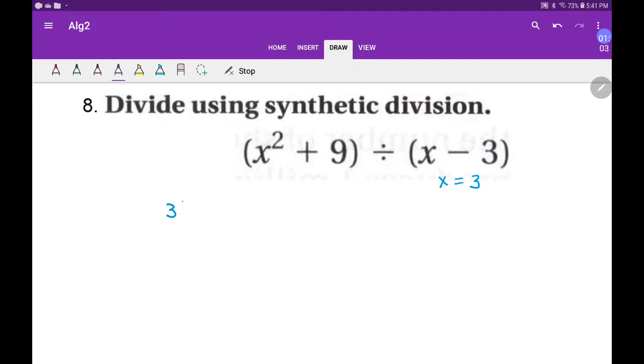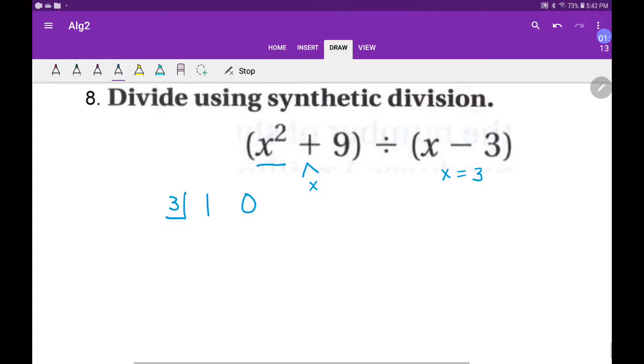So we'll say 3. And then I'm going to divide, here's 1. And they left out x, so I have to put a 0. And then here's 9. So they left out the x, and that's where the 0 comes from. They didn't put x in there. I have to account for it. So I'll leave a space.